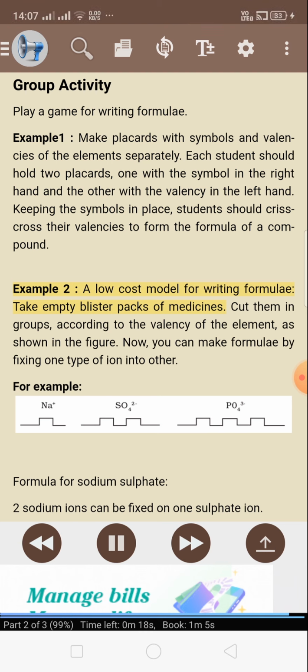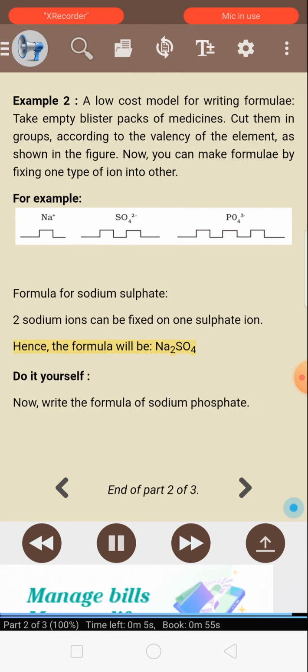Example 2. A low-cost model for writing formulae. Take empty blister packs of medicines. Cut them in groups according to the valency of the element, as shown in the figure. Now, you can make formulae by fixing one type of ion into another. For example, formula for sodium sulfate. 2 sodium ions can be fixed on one sulfate ion. Hence, the formula will be Na2SO4. Do it yourself. Now, write the formula of sodium phosphate.